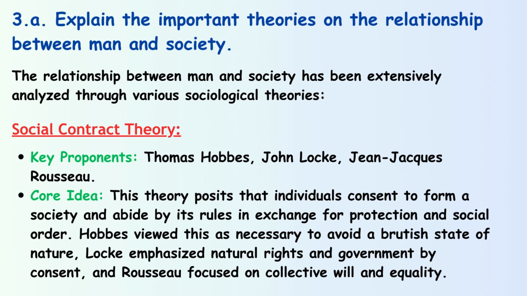The first question is: explain the important theories on the relationship between man and society. The relationship between man and society has been extensively analyzed through various sociological theories. The first is social contract theory. Key proponents are Thomas Hobbes, John Locke, Jean-Jacques Rousseau. Core idea: this theory posits that individuals consent to form a society and abide by its rules in exchange for protection and social order.